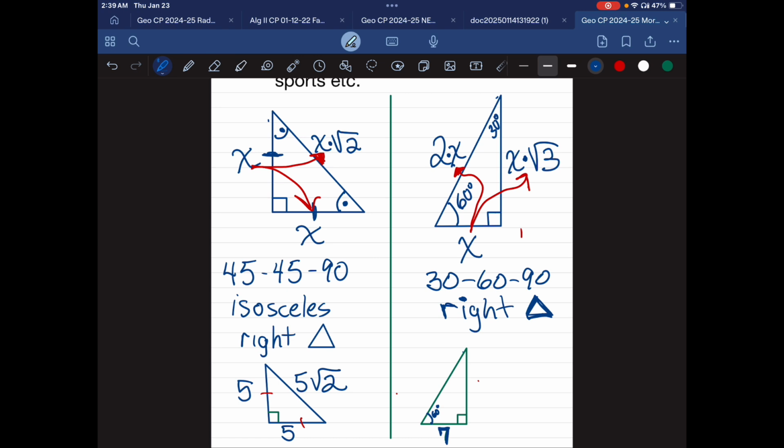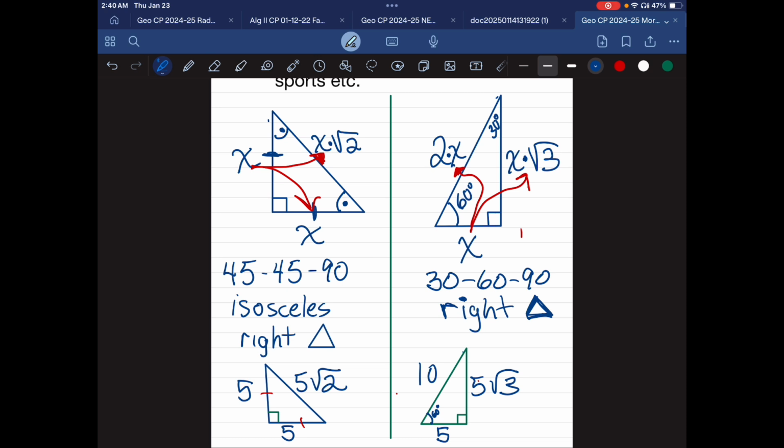Secondly, if you have a 30, 60, 90 right triangle, let's use the same number. It's a 30, 60, 90, which actually grew from half of an equilateral triangle. If this was a 5, this would be a 10, and this would be 5 square root of 3. So notice the difference in the two types of problems.